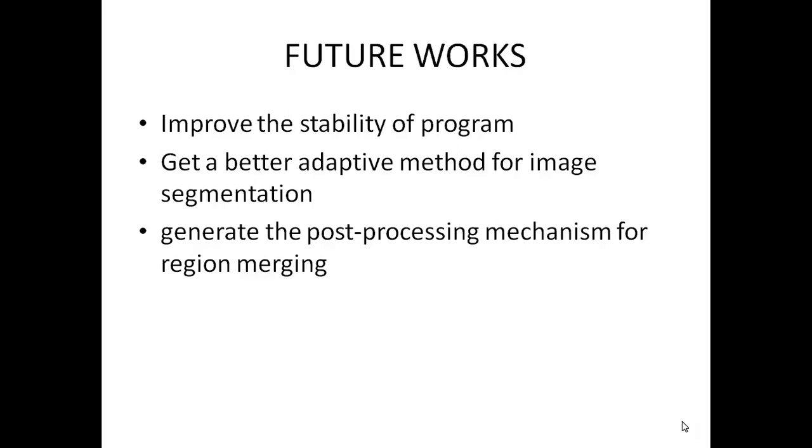There are still some things that we can do for future work. At first, we'll improve the stability of the program. We want to modify the code of the function to make the program more stable. Secondly, there is a chance to get a better adaptive method for image segmentation, even though we have an adaptive method already. The third one is to generate a post-processing mechanism for region merging. We can write code for merging groups with the same texture into a single group.